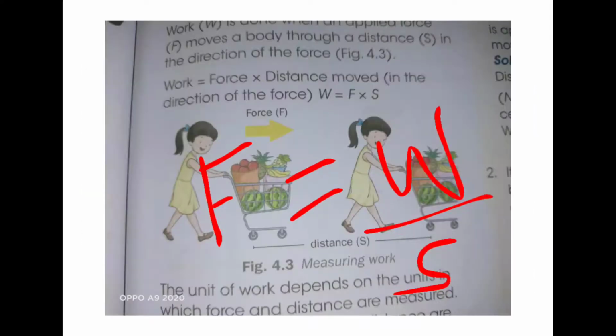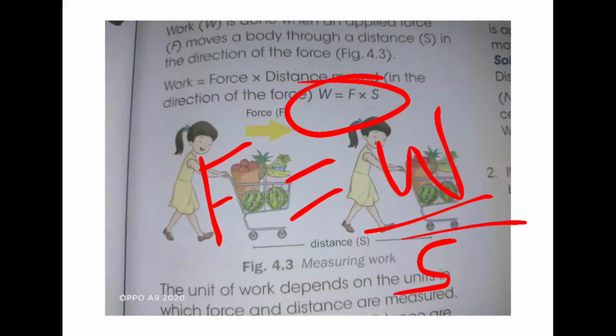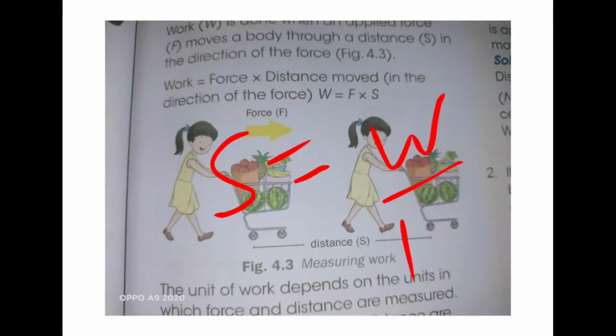is W equals force into distance, right? Then we will get the answer. Next question, 3000 joule of work is done by a machine by applying a force of 500 Newton. Calculate the distance. Same formula here, but now we have to find the distance. So in order to find the distance, you will use distance equals work done by force. Use this formula, you will get the answer.